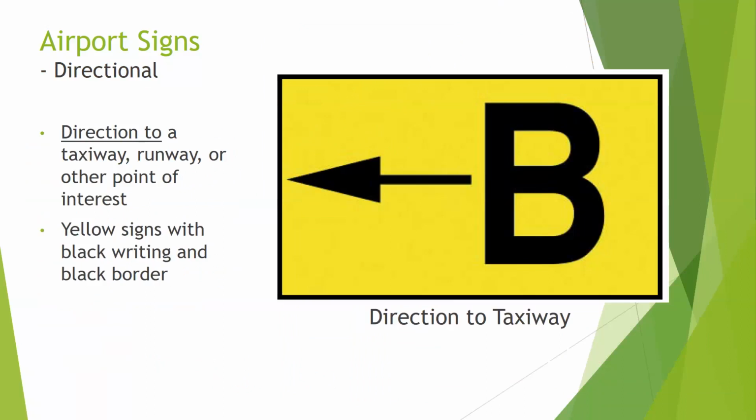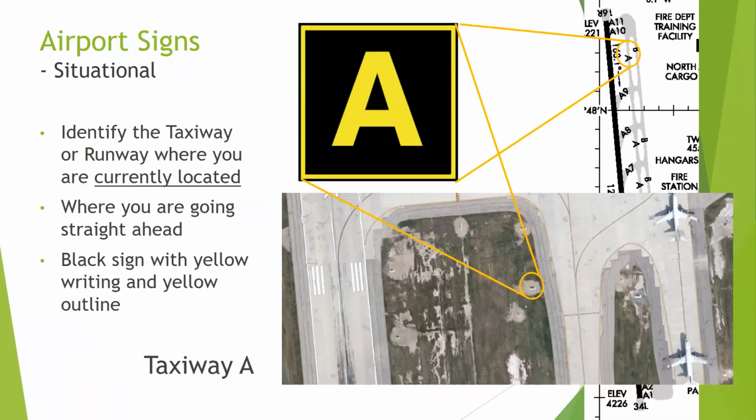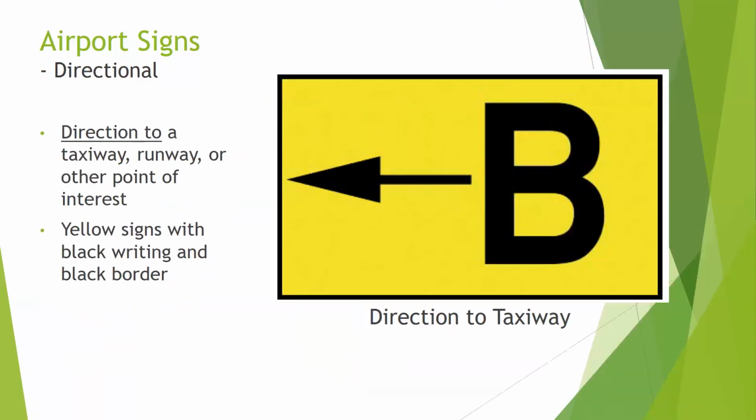If you see yellow background with black writing, this is telling you which way something is, how to get towards something. It's a directional sign. Direction to a taxiway, runway, or other point of interest. So yellow sign with black. Black sign, yellow writing, this is where you are. Yellow sign with black writing, this is where you're going, or this is pointing towards something you want to go to.